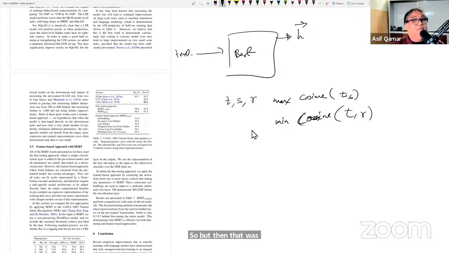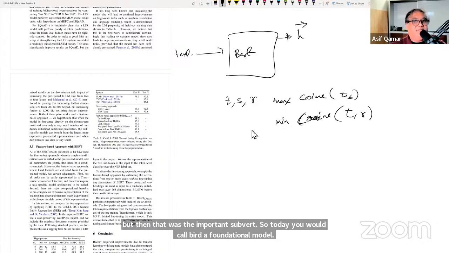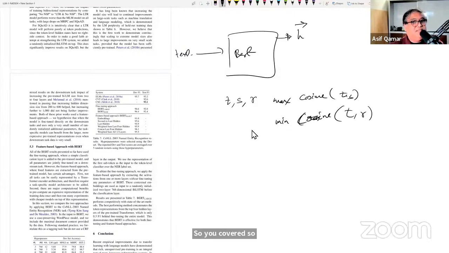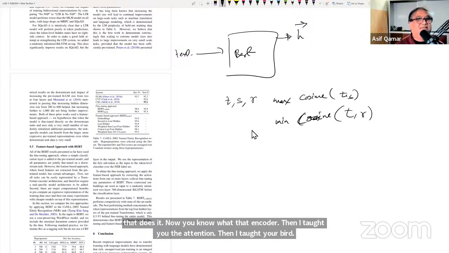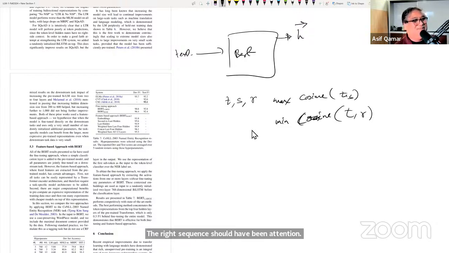So today you would call BERT a foundational model, right? So how many papers did we cover? We covered Attention Is All You Need. Now let's put the sequence right, because I taught you backwards to get you started and hit the ground running. We first did Sentence-BERT with the triplet loss. I just said, imagine an encoder that does it. Now you know what that encoder is. Then I taught you attention. Then I taught you BERT. The right sequence should have been attention, BERT, and then Sentence-BERT.